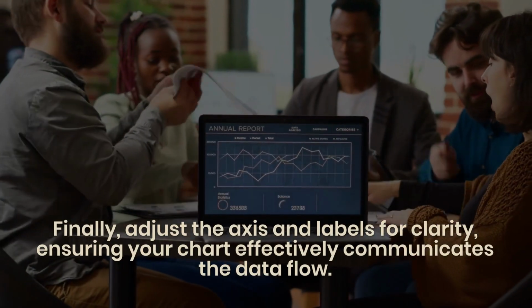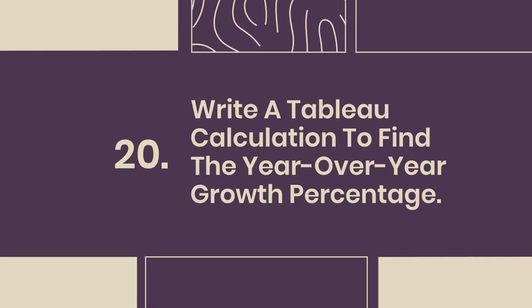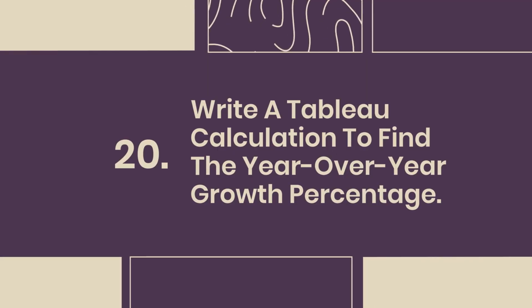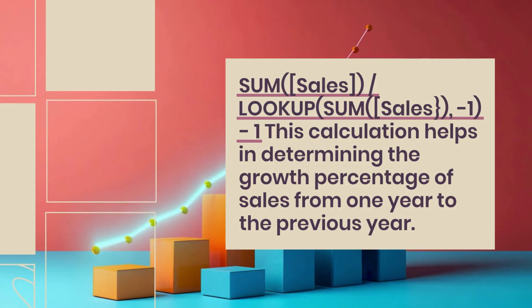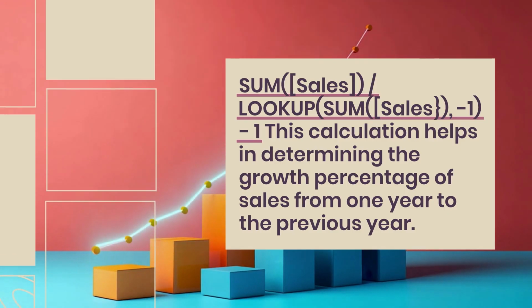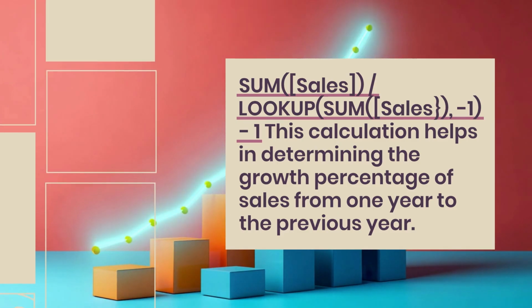Finally, adjust the axis and labels for clarity, ensuring your chart effectively communicates the data flow. 20. Write a Tableau calculation to find the year-over-year growth percentage. SUM(Sales) / LOOKUP(SUM(Sales), -1) - 1. This calculation helps in determining the growth percentage of sales from one year to the previous year.